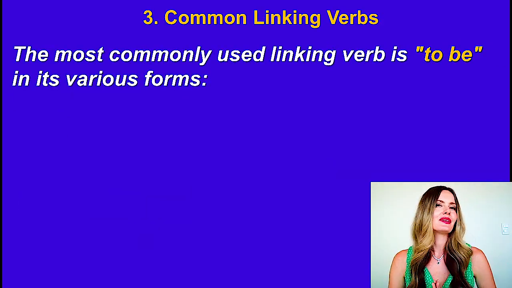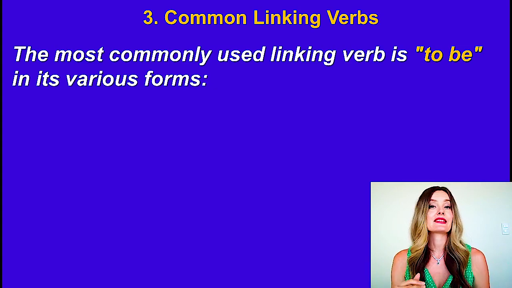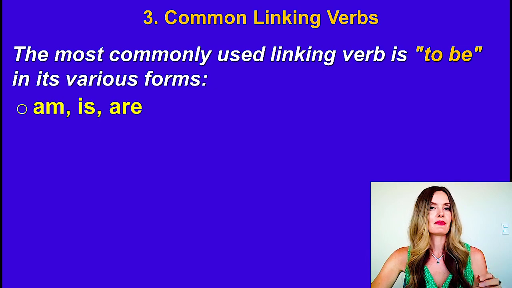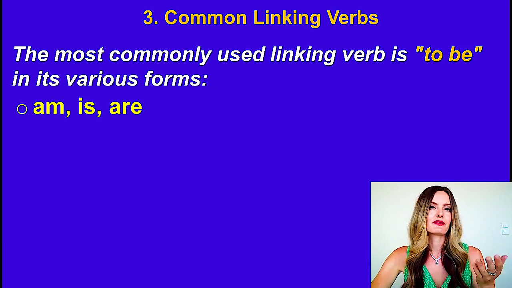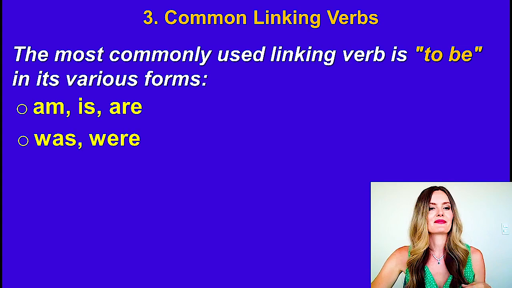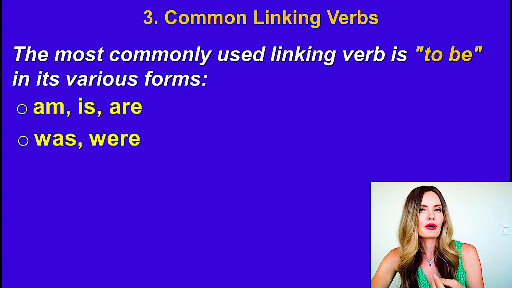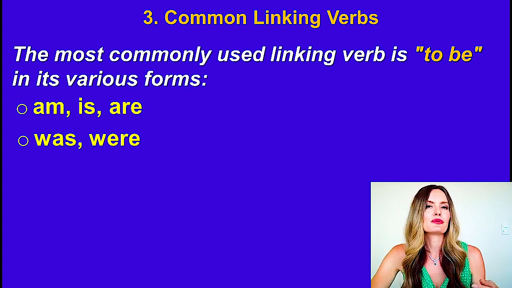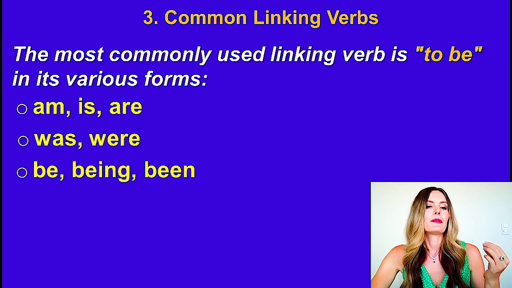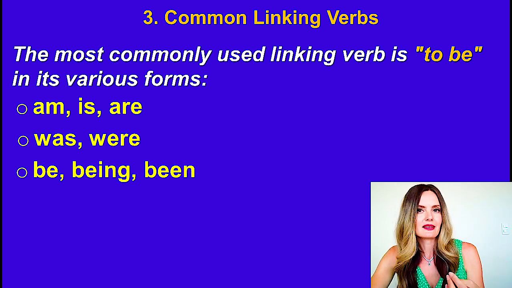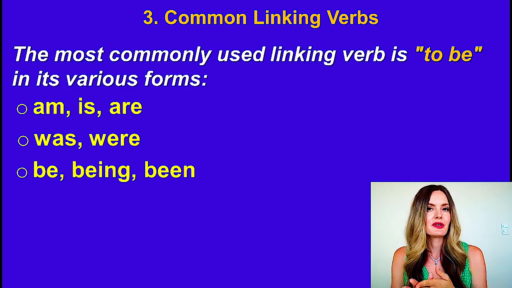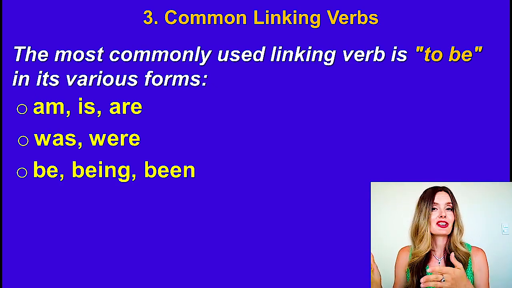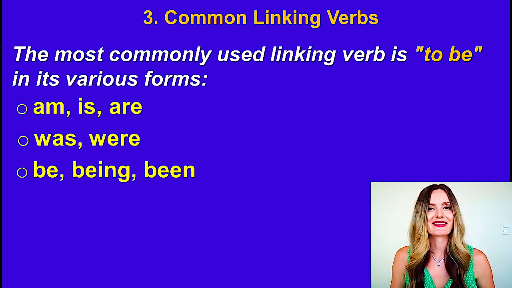Common linking verbs. The most commonly used linking verb is to be in its various forms. For example, am, is, are. These are the forms of the verb to be in present tense. Was, were. These are the forms of the verb to be in past tense. Be, being, been. By the way, if you would like to learn more about the verb to be, I have a separate lesson on my channel about it. You can check it out.